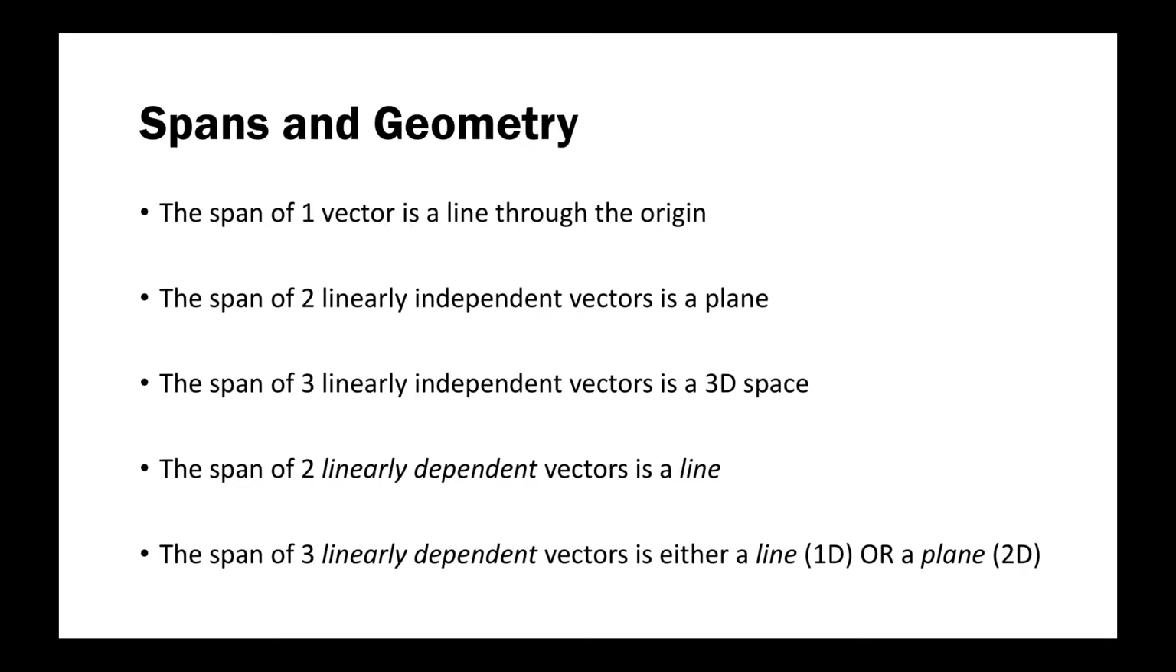However, this relates to linear dependence in the following way. If I have two linearly dependent vectors, then the span of those two vectors is just a line, because I only have one independent direction I can move.